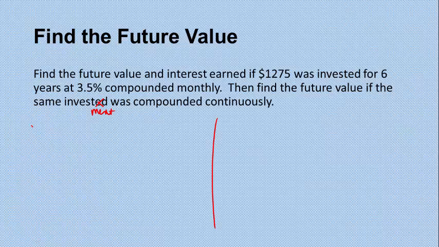So on this side, we're going to be using V equals P times 1 plus R over N to the NT. We're using this formula because it's happening monthly in our first scenario. The second one, we're going to be using V equals P E to the RT because it was compounded continuously. So the first thing we want to identify is all of the variables, and are we finding the present value or the future value? In this case, we're finding V. So V is what my goal is.